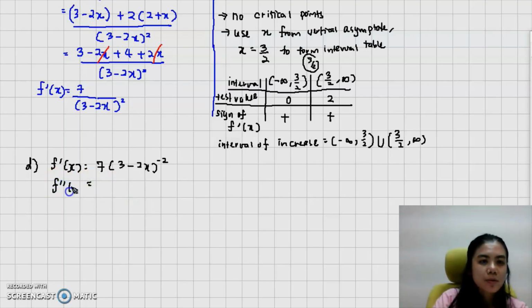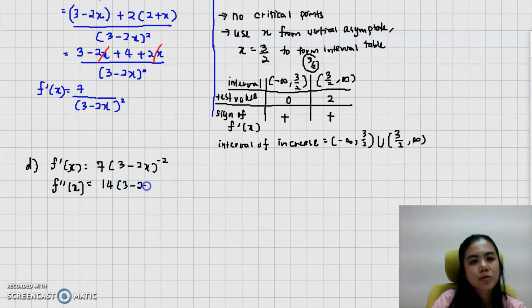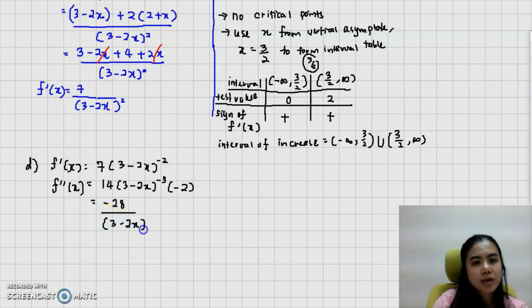So f double prime, you can multiply this in front, so we have 14 and 3 minus 2x. And minus 1 here, so we have the power of minus 3. And then differentiate this. If you differentiate this, we have minus 2. Okay, and simplify it. When you simplify it, we have minus 28 divided by 3 minus 2x to the power of 3. So that is your f double prime.